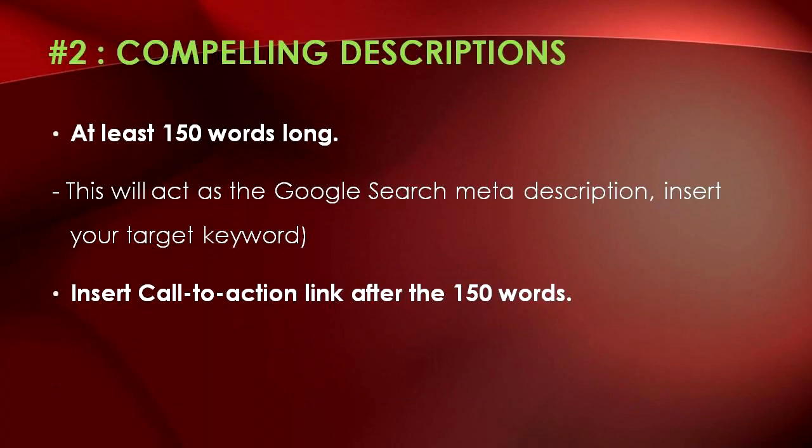Second strategy, write compelling descriptions for your channel. Make sure your channel description is at least 150 words long. The reason is because what you write will act as the Google search meta description that will appear on search engine results. This is also where you want to insert your target keyword that will increase relevance and popularity. Another tip is to insert a call to action link after the 150 words. This is where you bring your audience to another level, deeper into what your business has to offer and what you can do to help solve their problem.